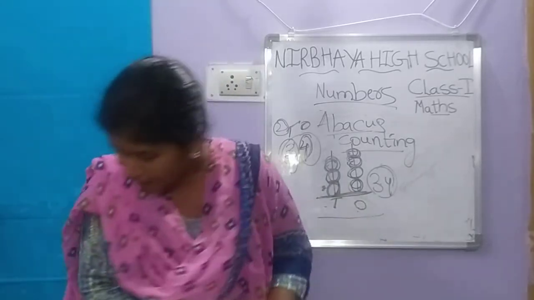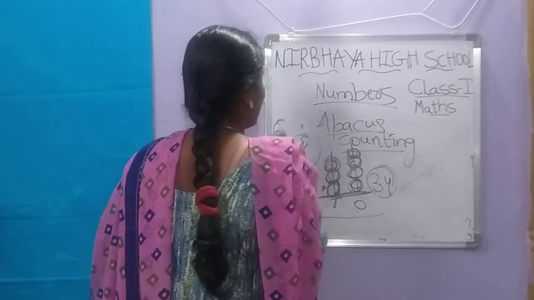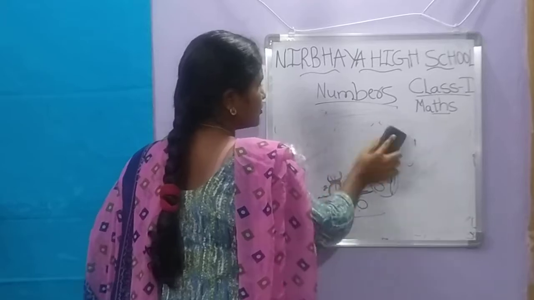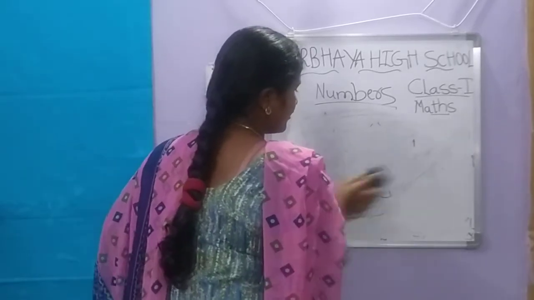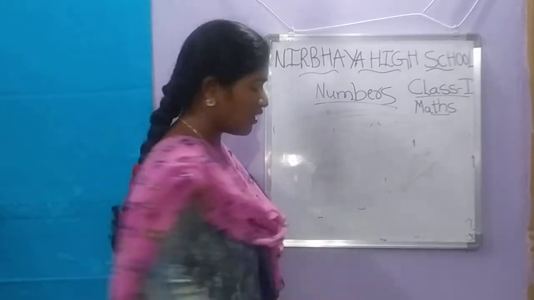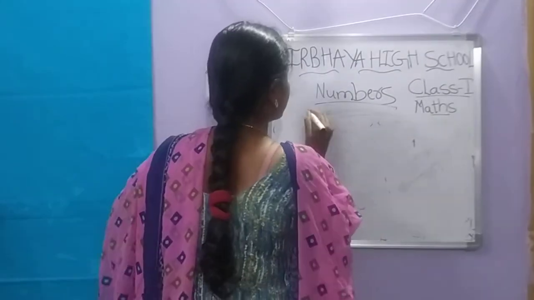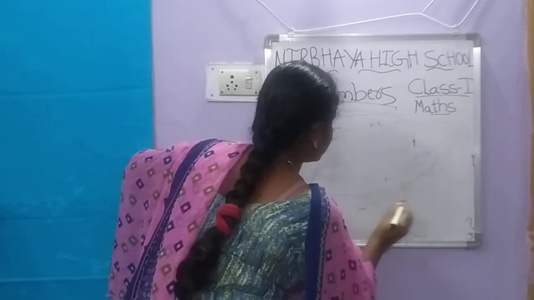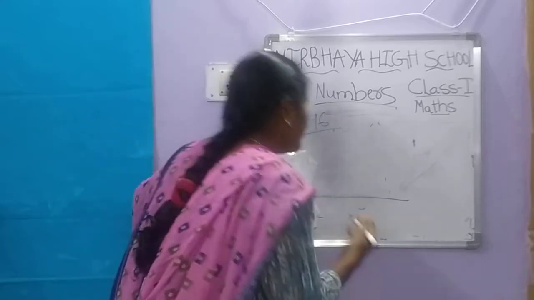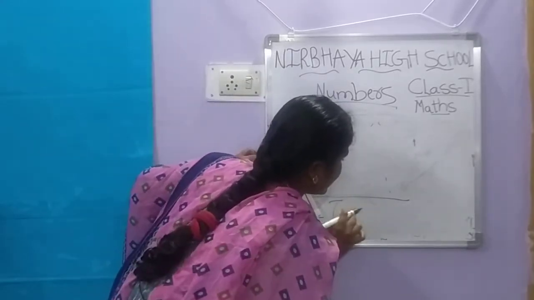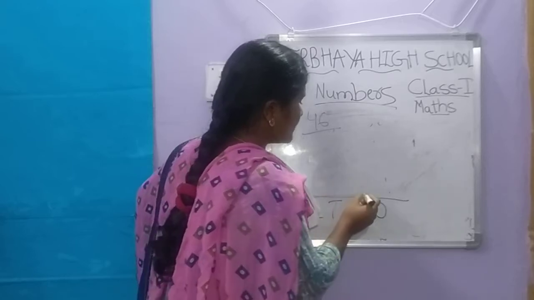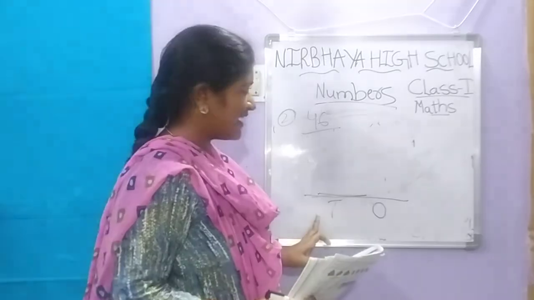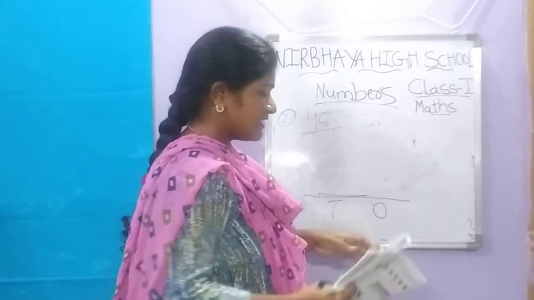Let us learn about 46. How should we show 46 by using abacus counting? Try in your rough book. First we draw the line. And next, left hand side tens and right hand side ones. Always we take left hand side tens and right hand side ones.